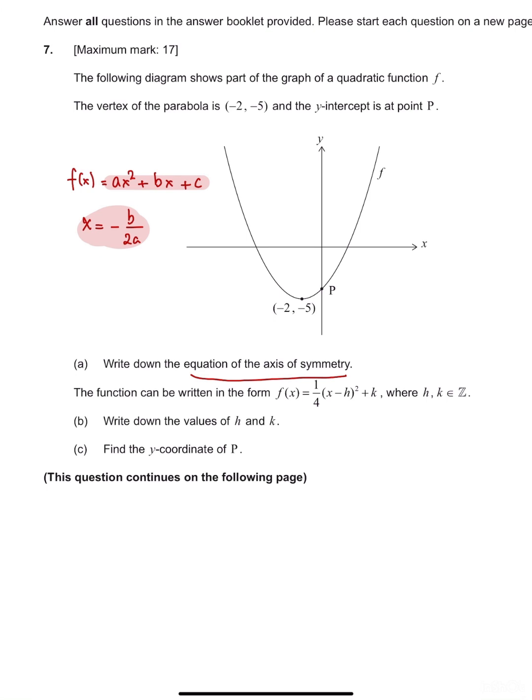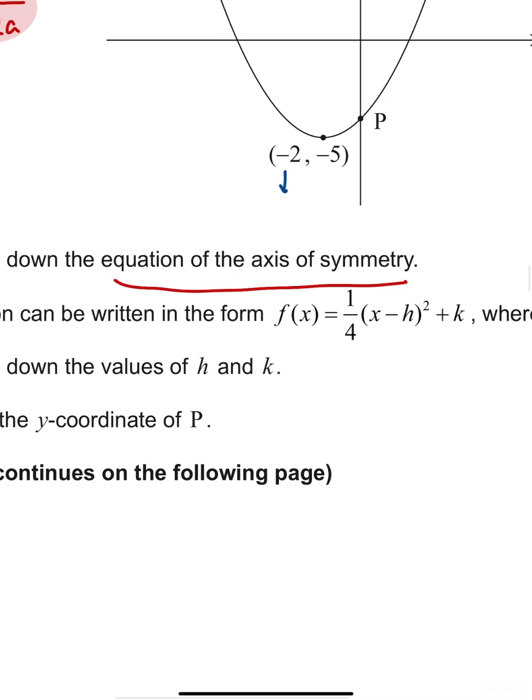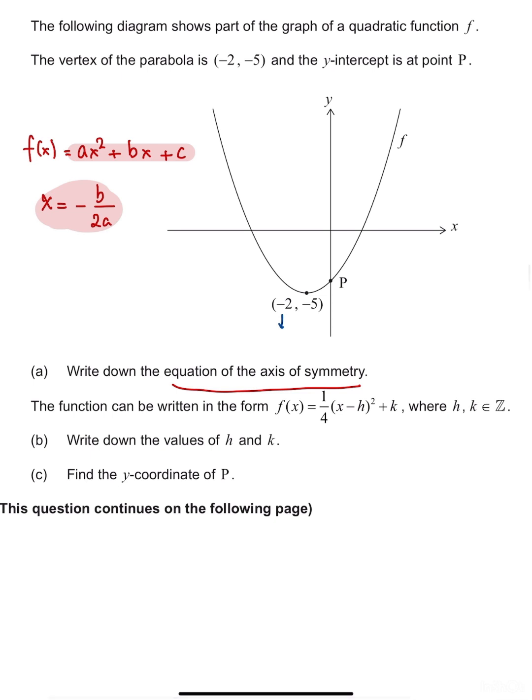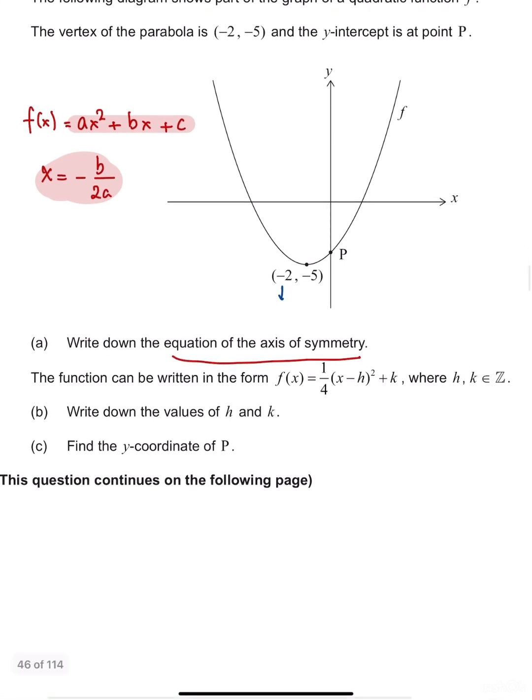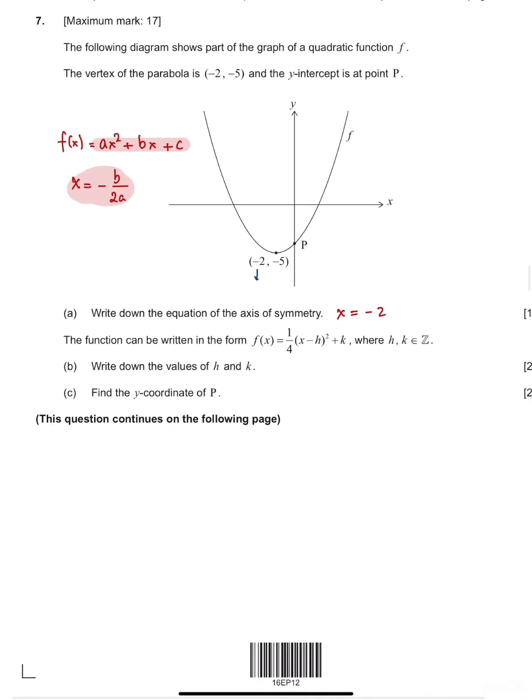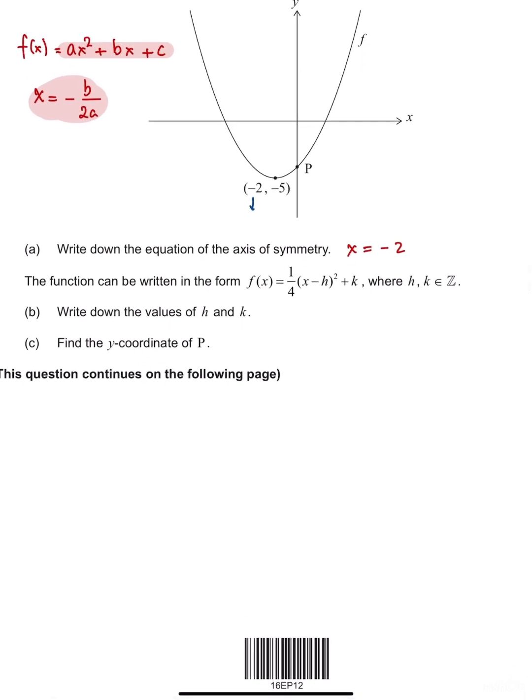Sometimes, if they don't give you the equation of the function, you could just consider the x-coordinate of the vertex as the axis of symmetry, because the formula used to find the x-coordinate of the vertex and the axis of symmetry is the same, x equals negative b over 2a. So here x equals negative 2 is the equation for the axis of symmetry. Then they ask us to write down the values of h and k.